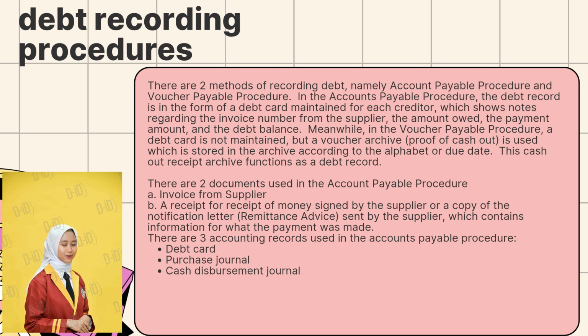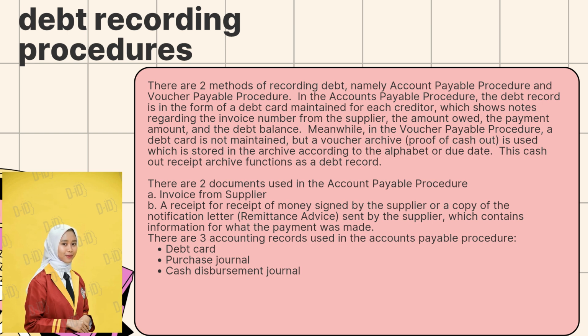There are 2 methods of recording debt, namely account payable procedure and voucher payable procedure. In the accounts payable procedure, the debt record is in the form of a debt card maintained for each creditor, which shows notes regarding the invoice number from the supplier, the amount owed, the payment amount, and the debt balance.